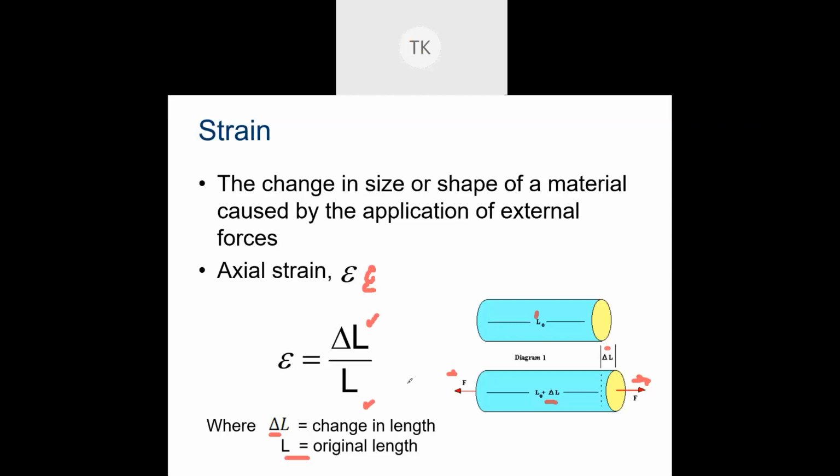Now, can you tell me what is the unit of strain? Can anyone say? Unitless. Very good. It doesn't have any unit. Why? Del L, the change in length, is in meter, and L is also in meter, so it gets cancelled. Remember one thing: the unit of stress is Pascal, or Newton per meter square, and the unit of strain is unitless. This is a very important question, asked everywhere. Is it clear, students?